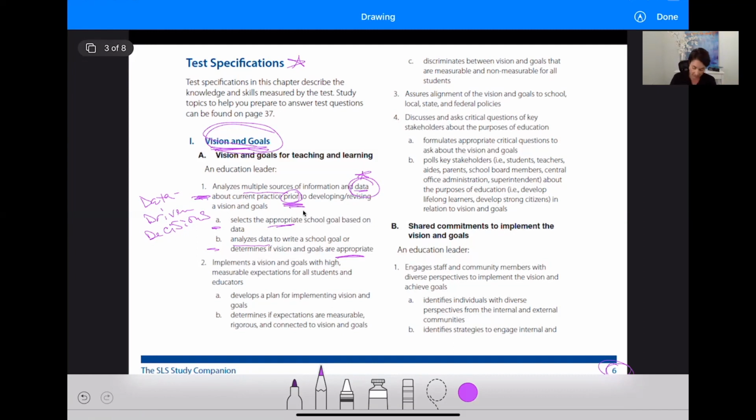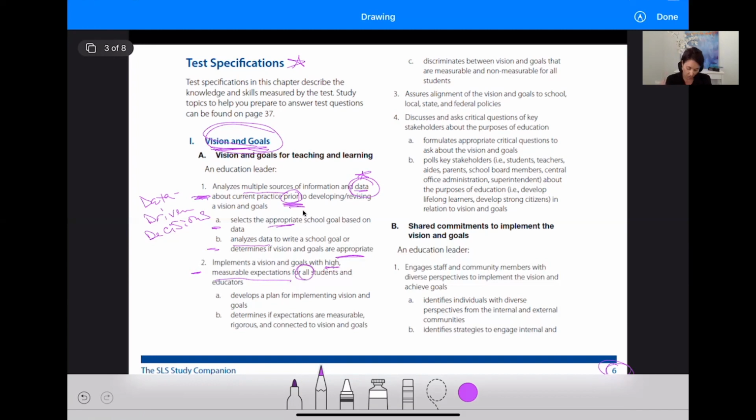All right. Now let's take a look at number 2 here. Implements a vision and goals with high measurable expectations. Key words there. Pay close attention to those words. If you see them in an answer choice, it's probably the correct answer. And then it says for all students.